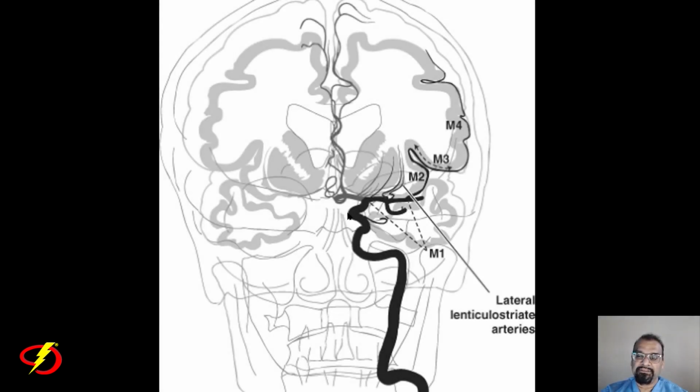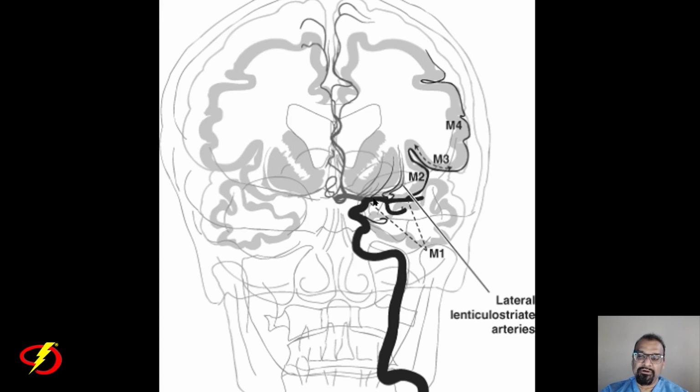Here's another picture of this. By the way, here's our internal carotid artery. Here's our carotid genu. Here's the ophthalmic artery. So between the ophthalmic artery and the carotid terminus is the supraclinoid segment. Remember, the internal carotid artery terminates in the carotid terminus. This vessel extending medially, here's the anterior cerebral artery. This is the A1 segment and A2 segments.